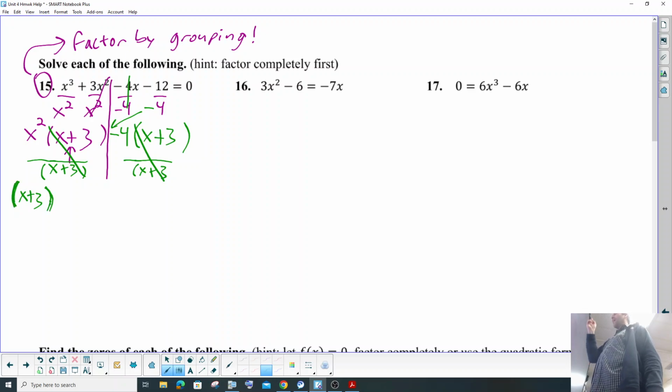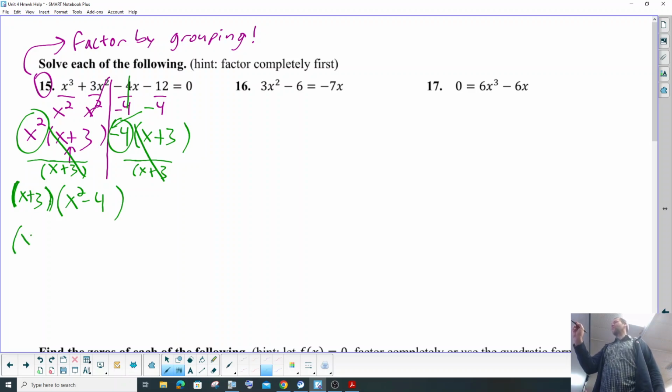So then what do we have left? Well, we have an x squared and we have a minus 4, so we bring that down. X squared minus 4. Is that it? We got our answer. Factored it. Wait a second, that's an x squared minus 4. Do you recognize that? Yep, that's also a difference of squares. So we're going to factor that more.